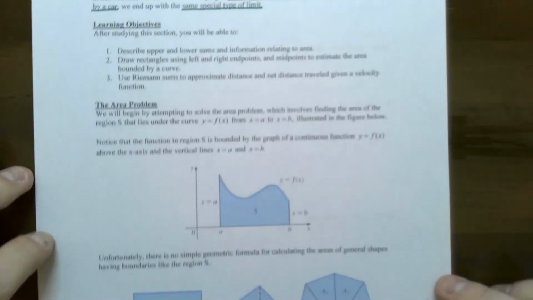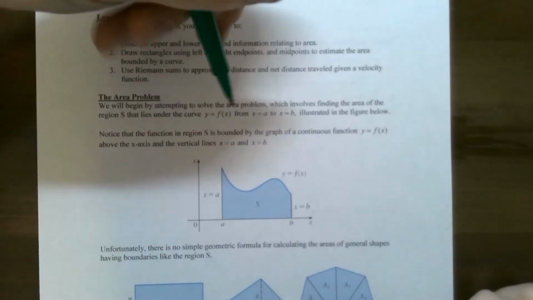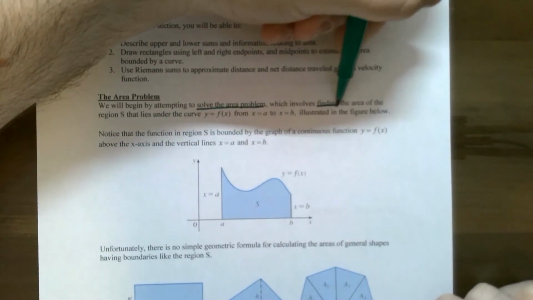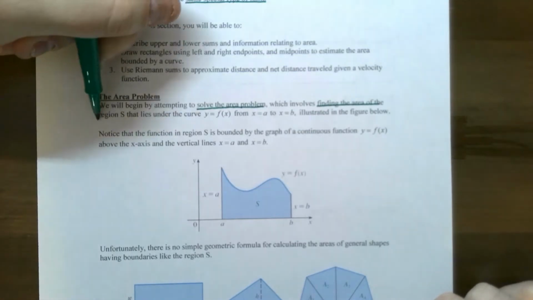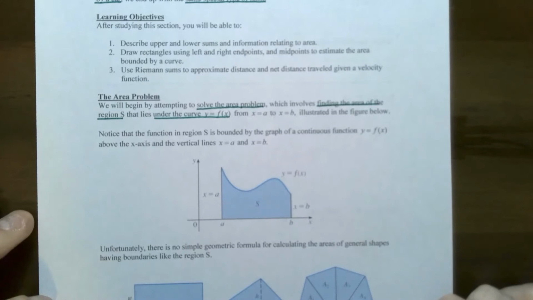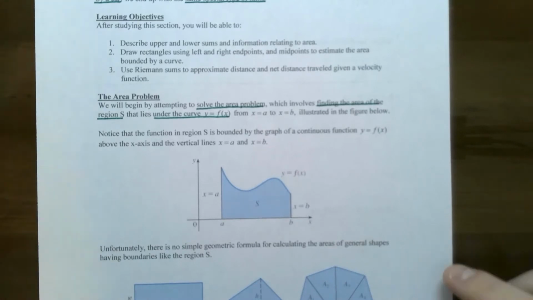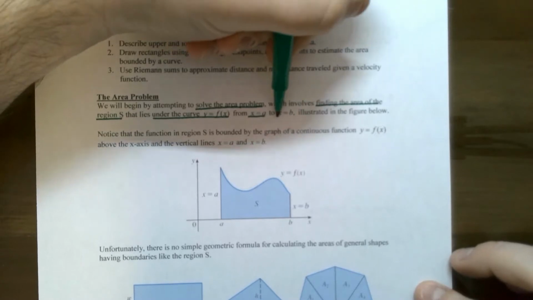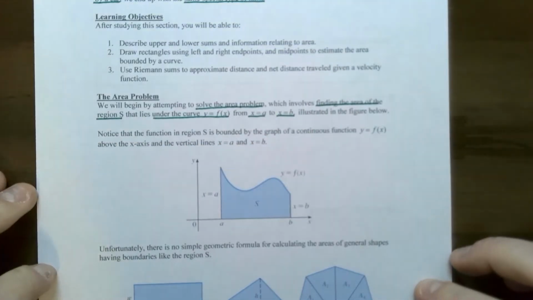So we're going to start with the area problem. We're going to start to solve the area problem, which relates to the area under the curve of a function. We're going to look at the area, which is going to be called S, that's under the curve y equals f of x, from x equals a to x equals b, as illustrated in the figure below.